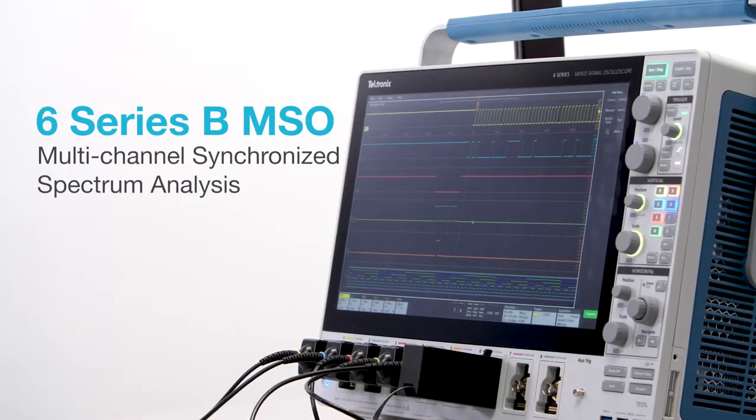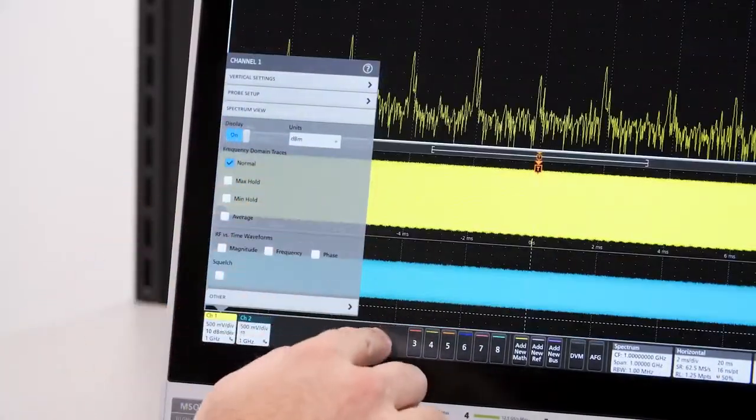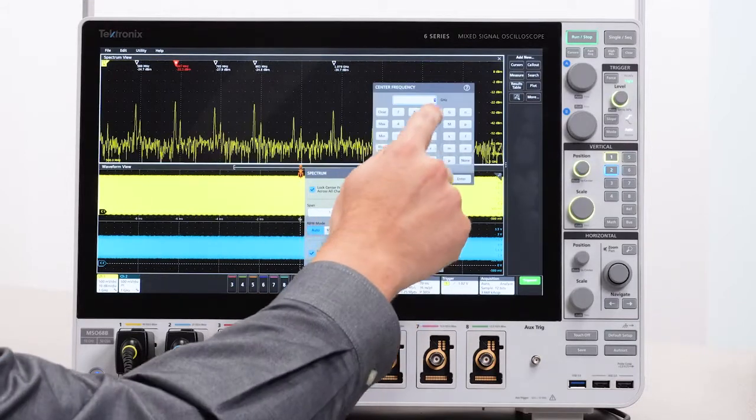Spectrum analysis on the 6 Series B is much more capable than a typical scope FFT. It offers many of the benefits of a spectrum analyzer, but with some key advantages over those too. This board has a spread spectrum clock with a center frequency of 98.5 MHz.